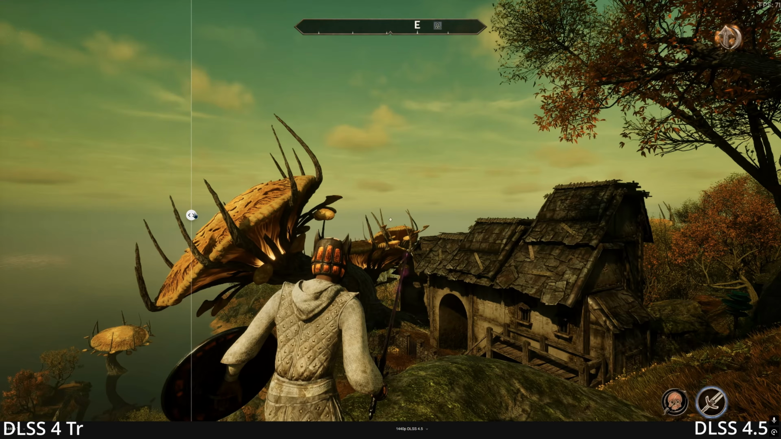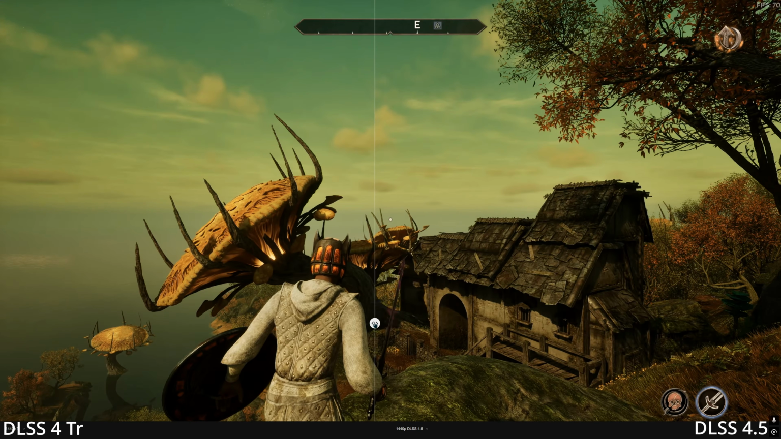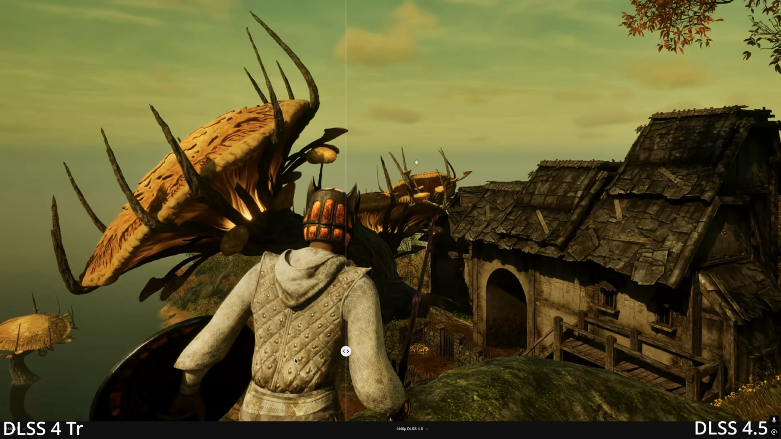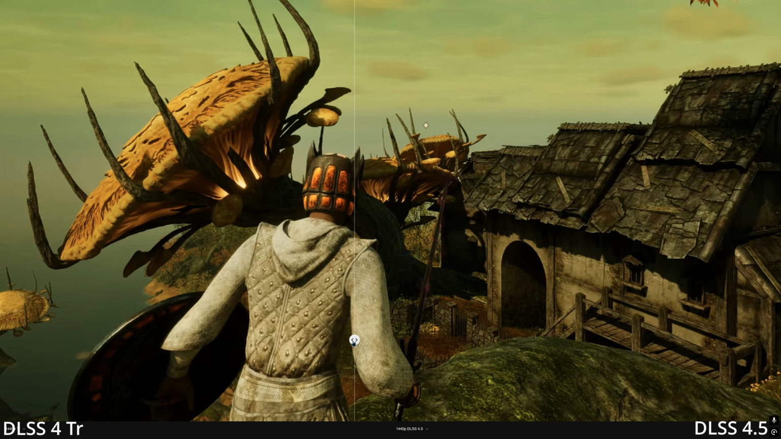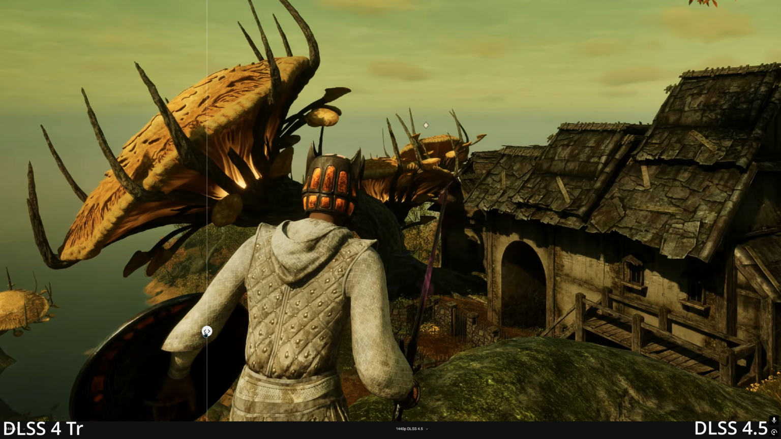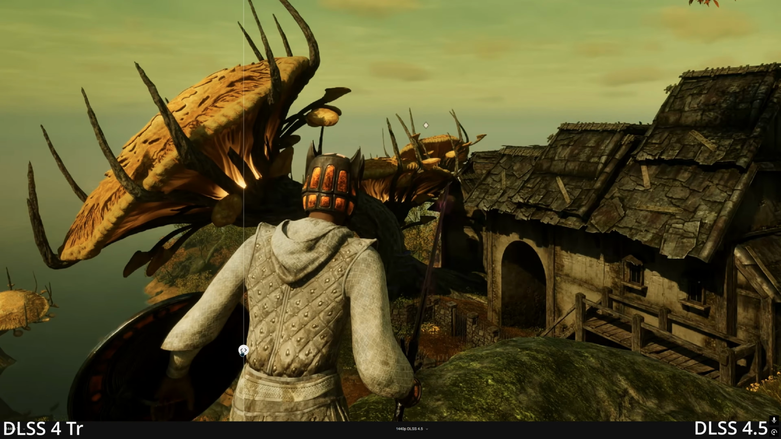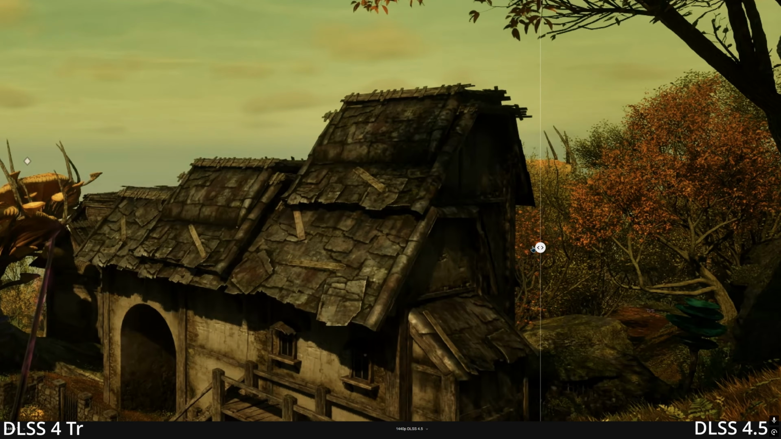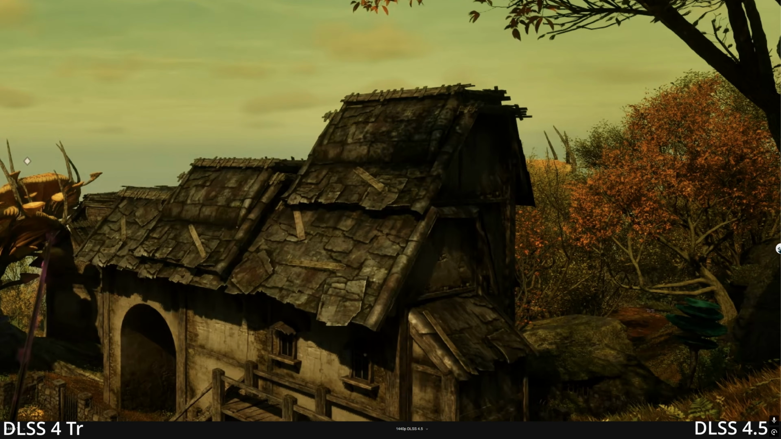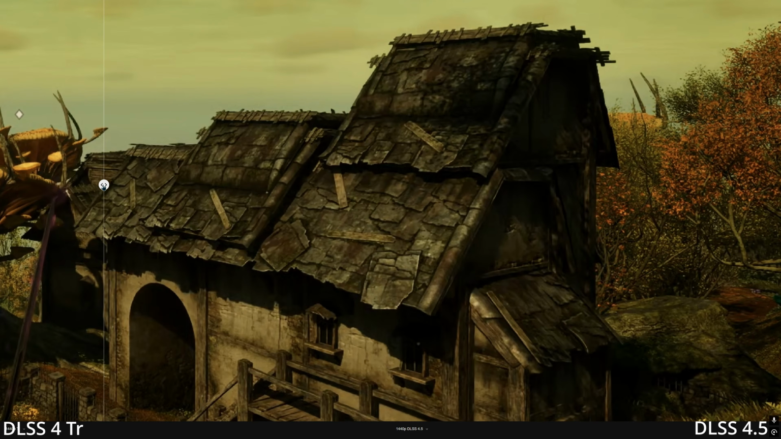Here's a comparison of DLSS 4 transformer model versus DLSS 4.5 transformer second gen. As with the CNN model, you can see that there's quite a bit of noise on the garment here, but it's not as intense as the CNN model, but it's still visible. Second gen transformer model gets rid of that. The same noise flickering is also slightly visible on the foliage. DLSS 4.5 gets rid of that.